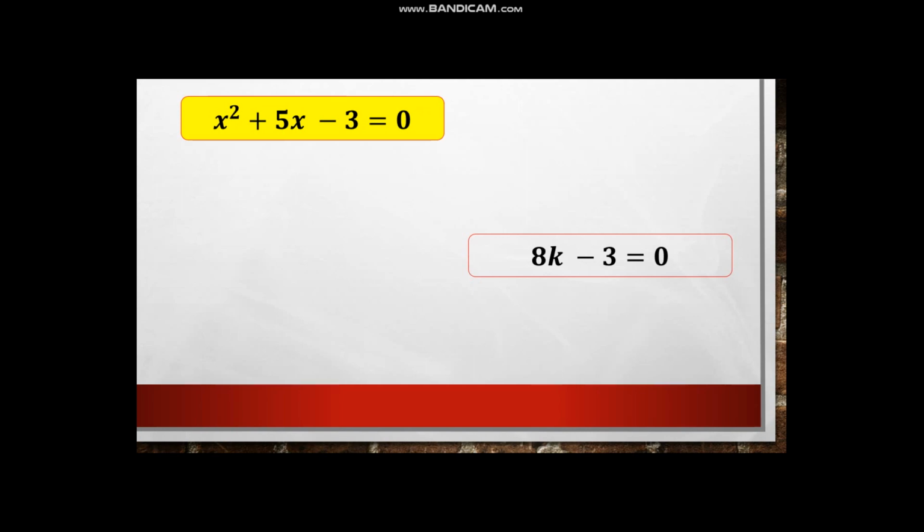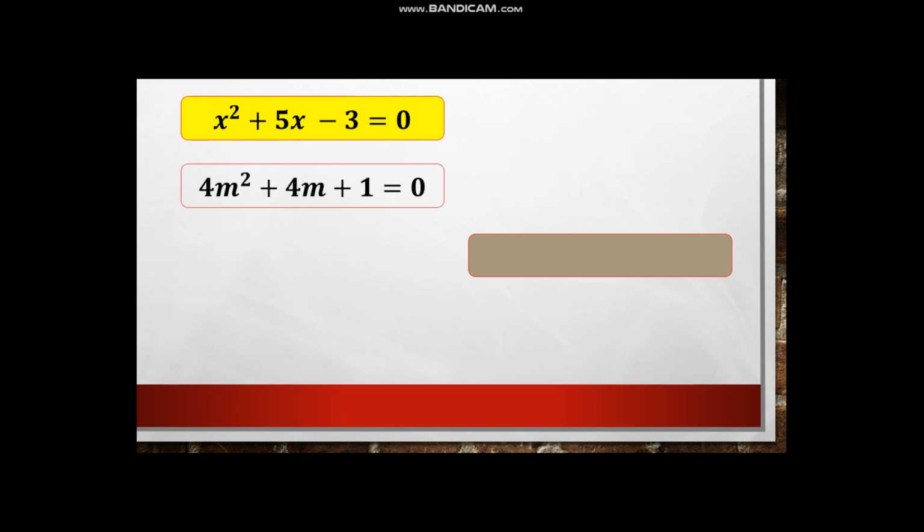Next, we have here 8k minus 3 equals 0. Going back to the definition of a quadratic equation, if there is an exponent of 2 and if it is the highest, then it is quadratic. But in this case, there is no presence of an exponent of 2. There is no quadratic term on the given equation. And if that is the case, then it is not a quadratic equation. It is called a linear equation.